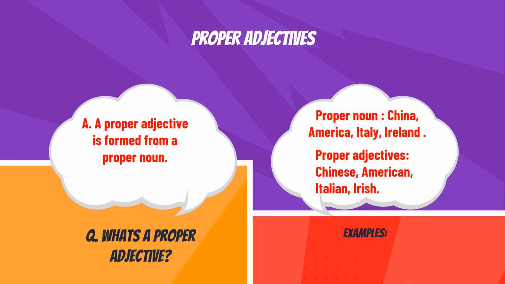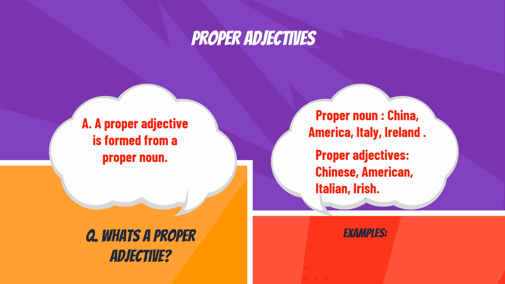Now let's move on to the proper adjective. Let's first of all get to know proper adjectives. What is a proper adjective? A proper adjective is formed from a proper noun. A proper noun is when you are specific with a noun. You can't say just a boy or a girl. You have to be more specific. You can say that blonde girl. You were more specific.